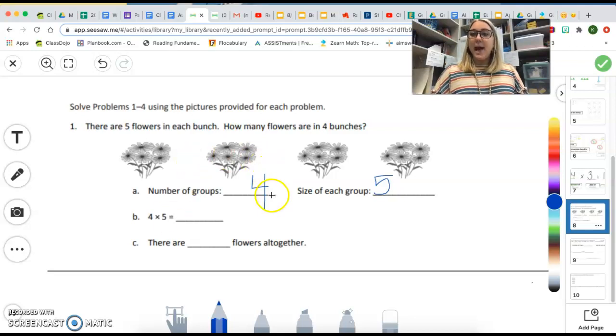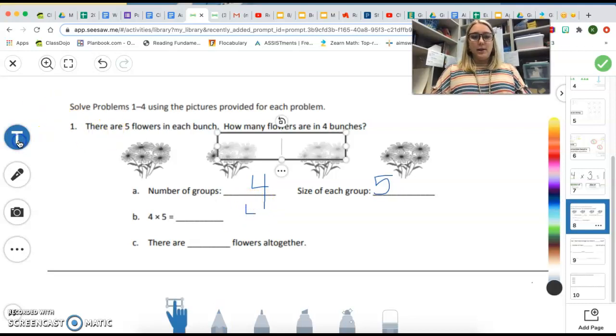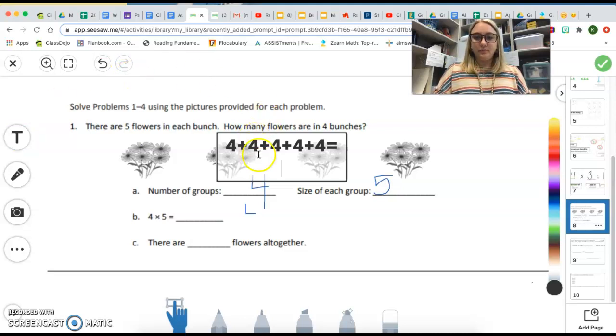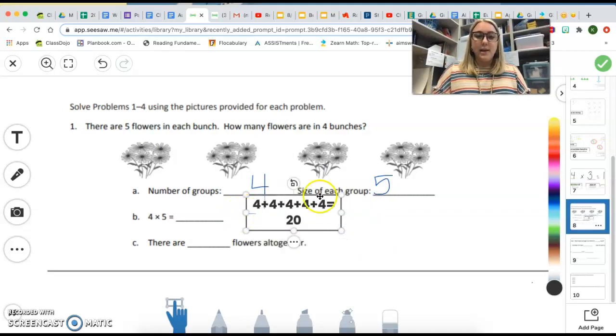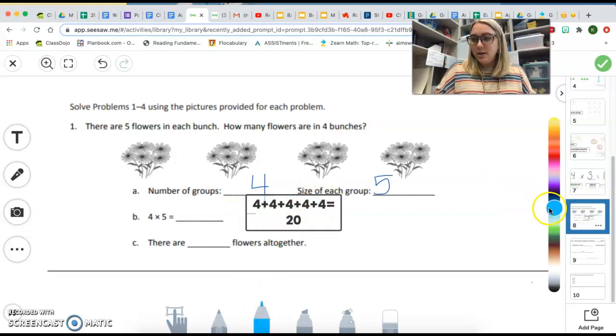Okay? So we can skip count. You can do an array. You can do repeated addition. So if I did repeated addition, it's going to be 5 plus 5 plus 5 plus 5. It's going to equal 20. You can also skip count by 5s 4 times. 5, 10, 15, 20. Okay? So our answer is going to be 20 right here. 4 times 5 is equal to 20. Okay. There are 20 flowers all together.